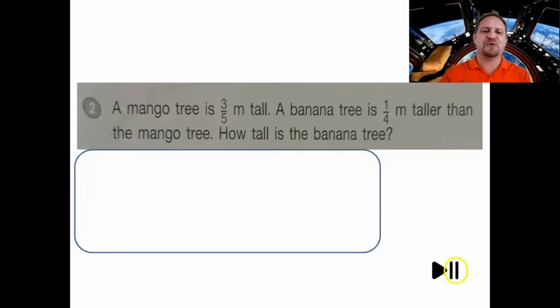Question 2. A mango tree is 3 over 5 meters tall. A banana tree is 1 over 4 meters taller than the mango tree. How tall is the banana tree? Press pause.